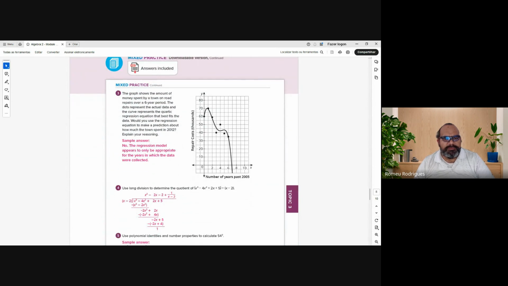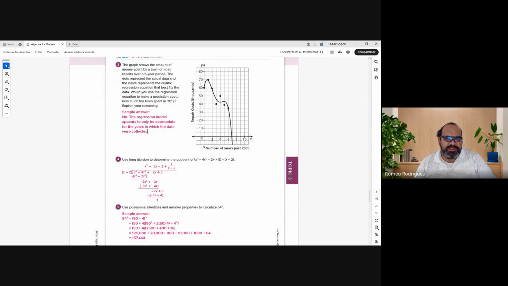Here is another graph. Just check the regression model. As you see the pattern, how can we predict this here? We can predict no, because this regression model only works for the data collected in the range of the years we're talking about.